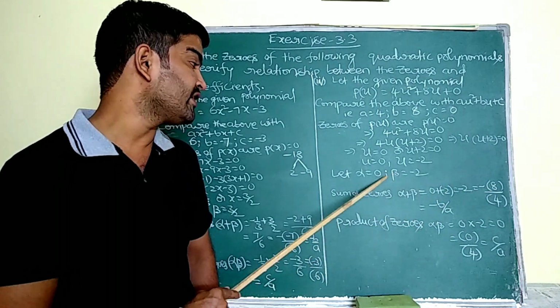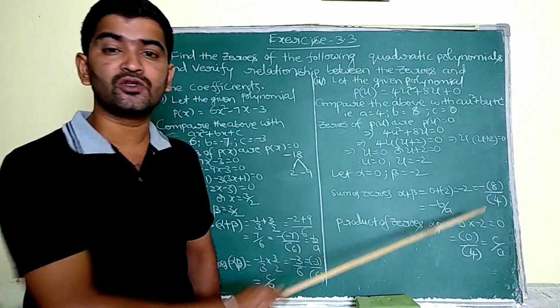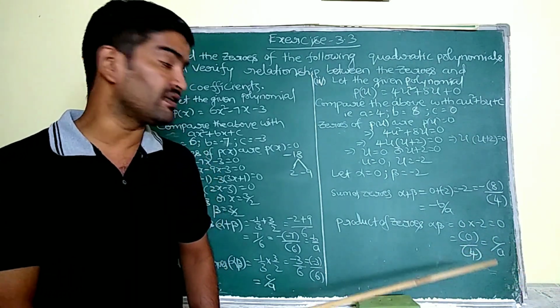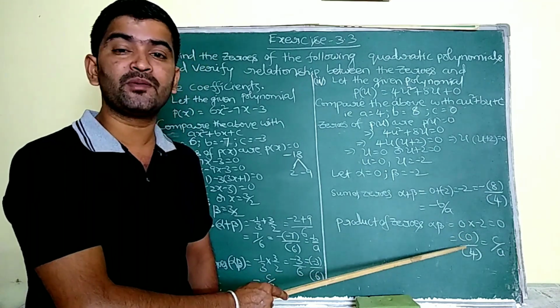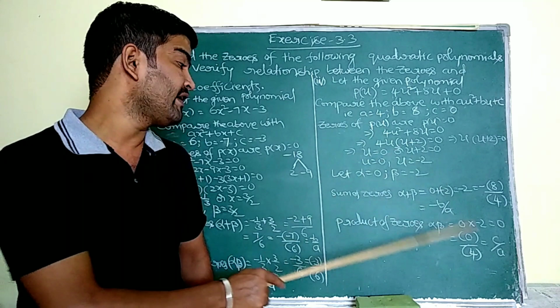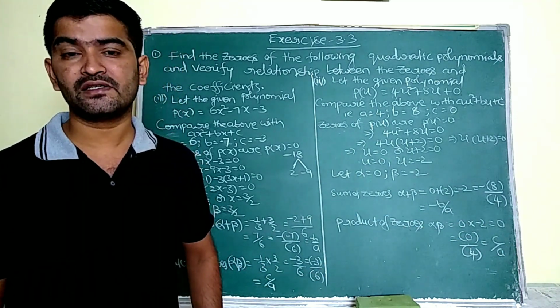Product of zeros alpha into beta, that is 0 into minus 2 is equal to 0. Now I have to check whether this 0 is equal to c by a or not. So write empty bracket by empty bracket. In the place of first empty bracket write c value 0 and a value 4. So c by a. Yes, it is verified.